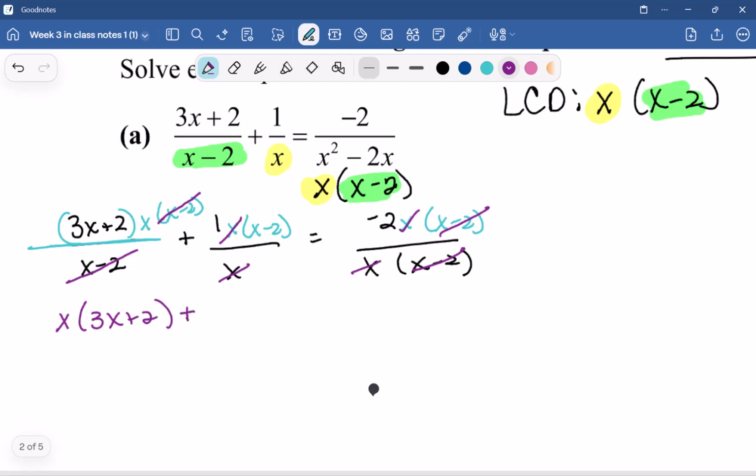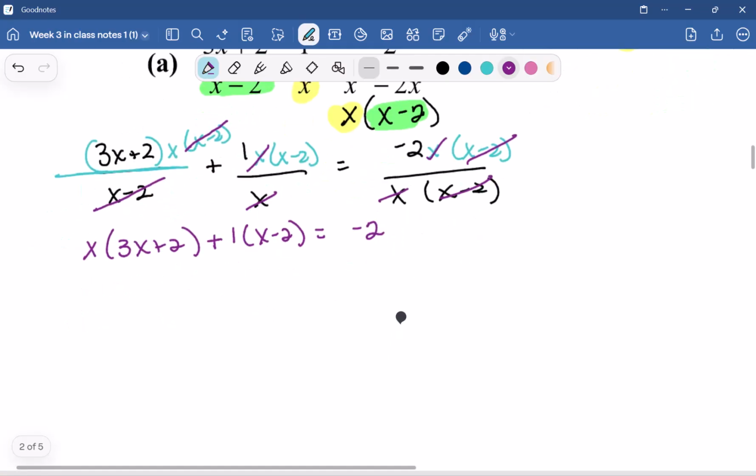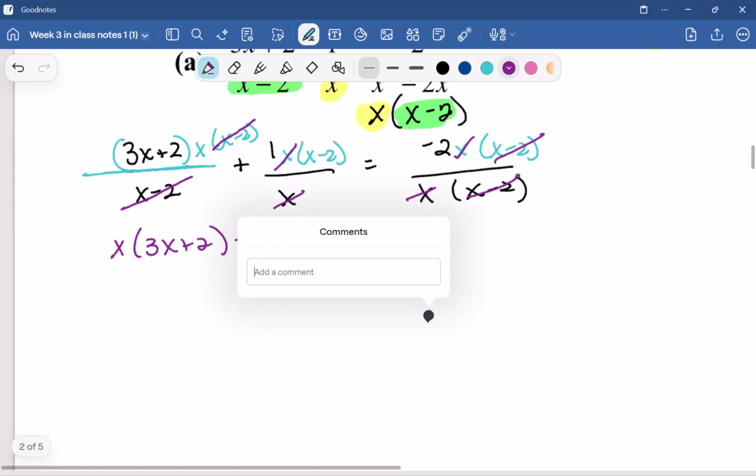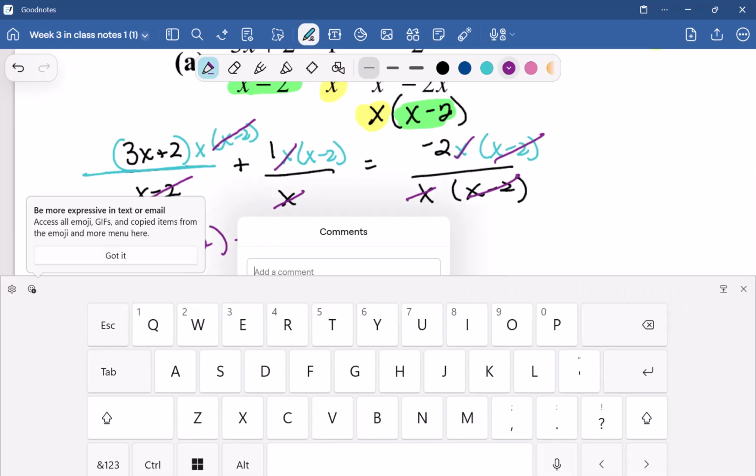Sorry. I'm still at the high school. 1 and x minus 2, and then equals negative 2, because that's all that's left. So that, I don't know what that is, and I really want it to go away. I don't want to comment. Go away.